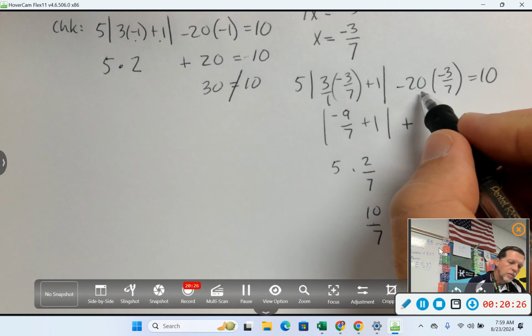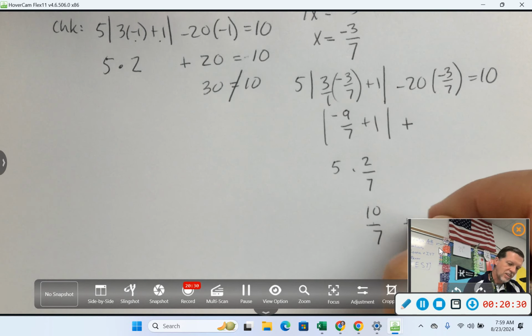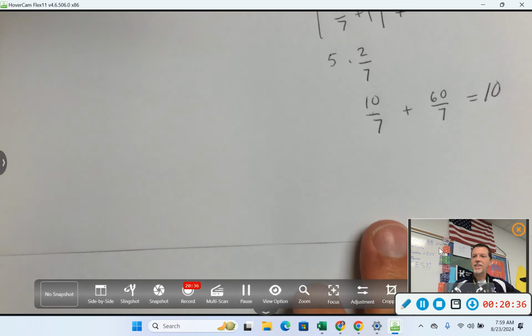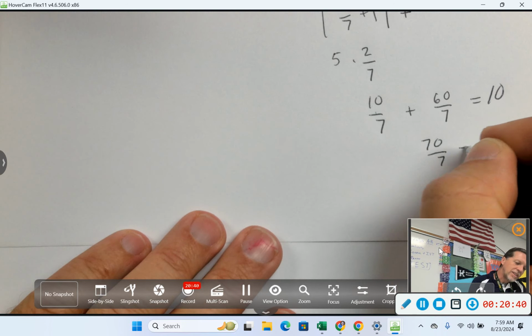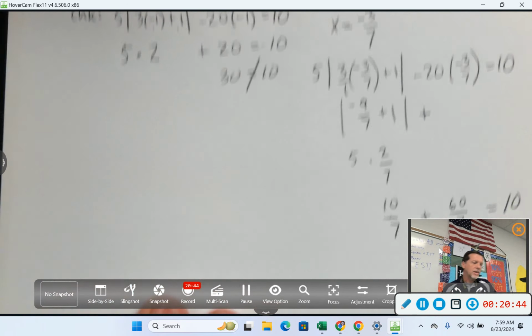Plus, what's 20 times 3/7? 60/7. Oh, this works out. Wow. Right? 70/7. I mean, I may not be great at fractions, but I know what 70/7 is. That's 10. So that one did work out.